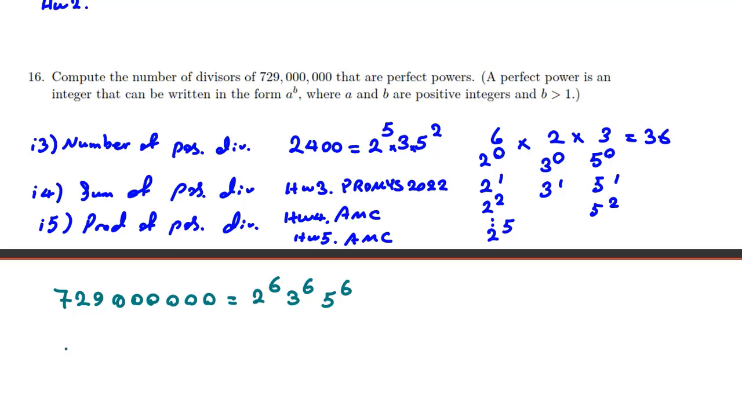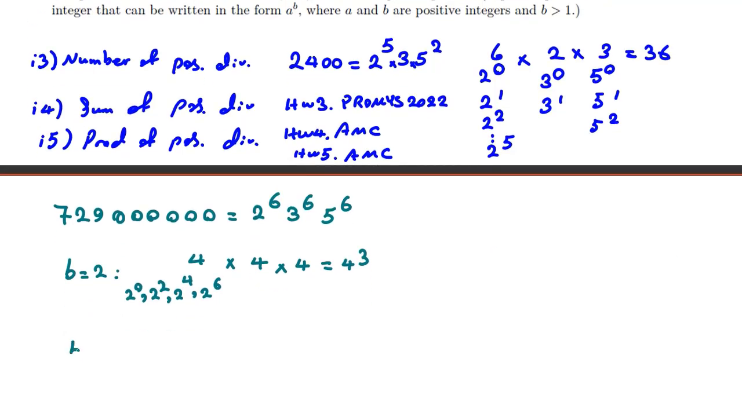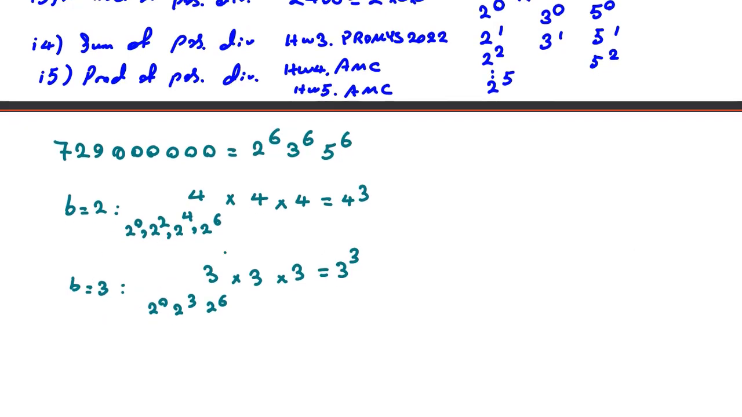Okay, so let's check the case that B is 2 first, okay? So for 2, you can select 2 to the 0, 2 squared, 2 to the 4th, 2 to the 6th. That's 4 cases. For 3 also 4, for the power of 5, 4 cubed. It is for B2. For B3, you can select 2 to the 0, 2 to the 3, 2 to the 6. 3 times 3 times 3, 3 cubed. We don't need to check B4 because here we've calculated.